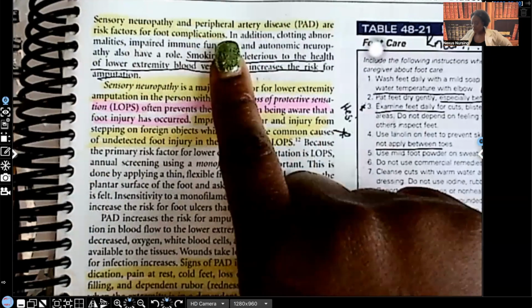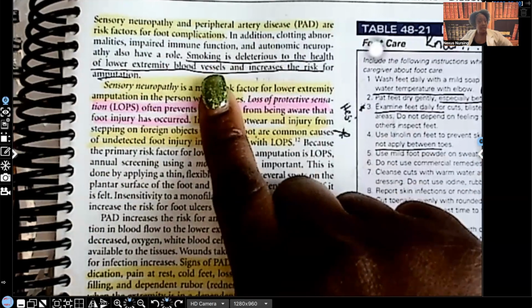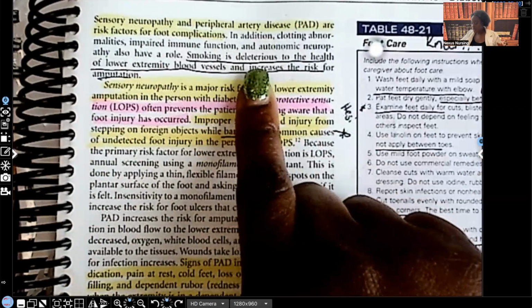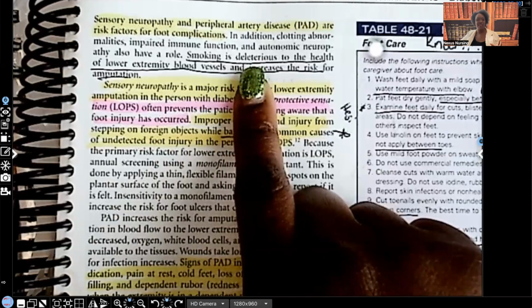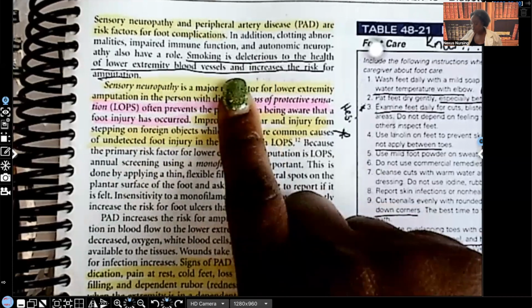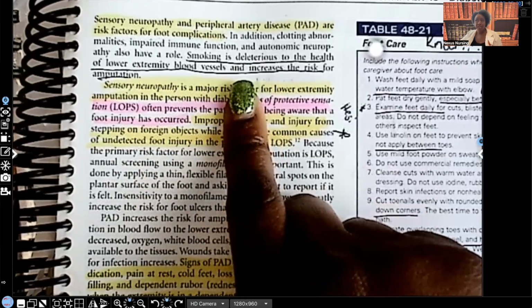Sensory neuropathy and peripheral artery disease are risk factors for foot complications. Again, how many times have we seen smoking? Smoking is deleterious. You guys see the word. I'm not going to try to pronounce it, but I'll tell you what it means. It means harmful. You guys know I can't pronounce anything to save my life, but smoking is harmful to the health of lower extremity blood vessels and increases the risk for amputation. That's why you tell that patient it's not enough to slow down on your smoking. You need to stop immediately. And if you're a diabetic and you never smoked before, don't start.